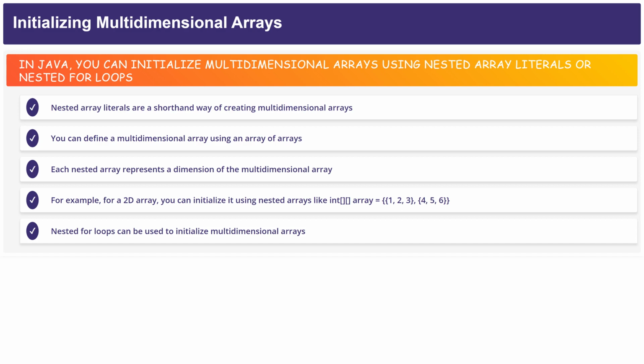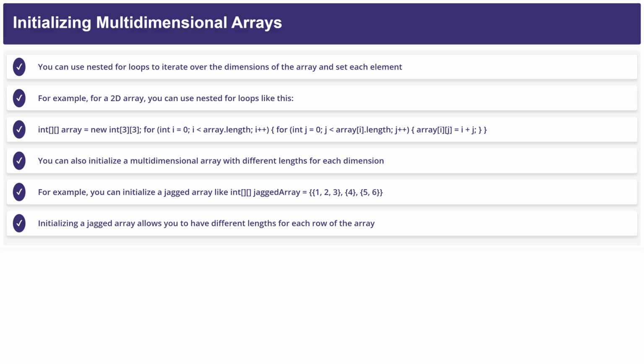For example, in a 2D array, you can initialize it using nested arrays like int[][] array = {{1, 2, 3}, {4, 5, 6}}. To initialize multidimensional arrays using nested for loops, you can use nested for loops. Nested for loops can be used to iterate over the dimensions of the array and set each element. For example, in a 2D array, you can use nested for loops like this.